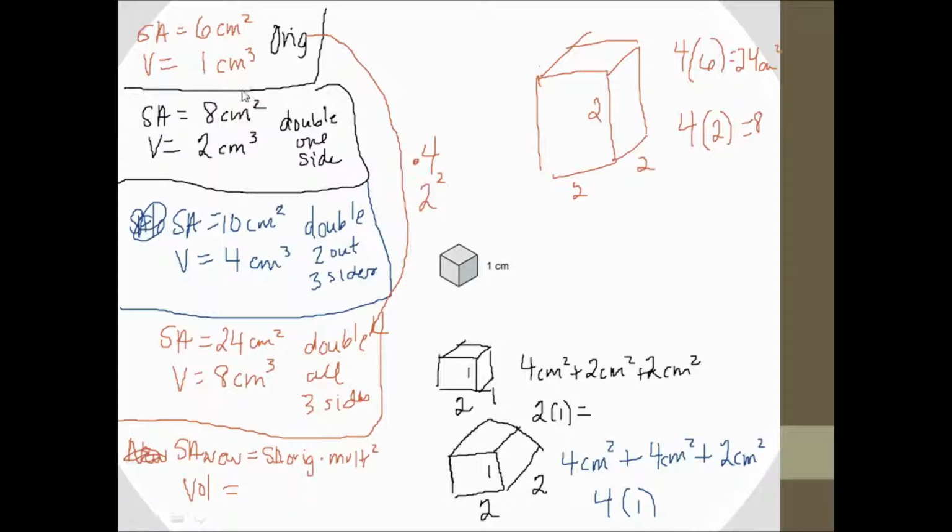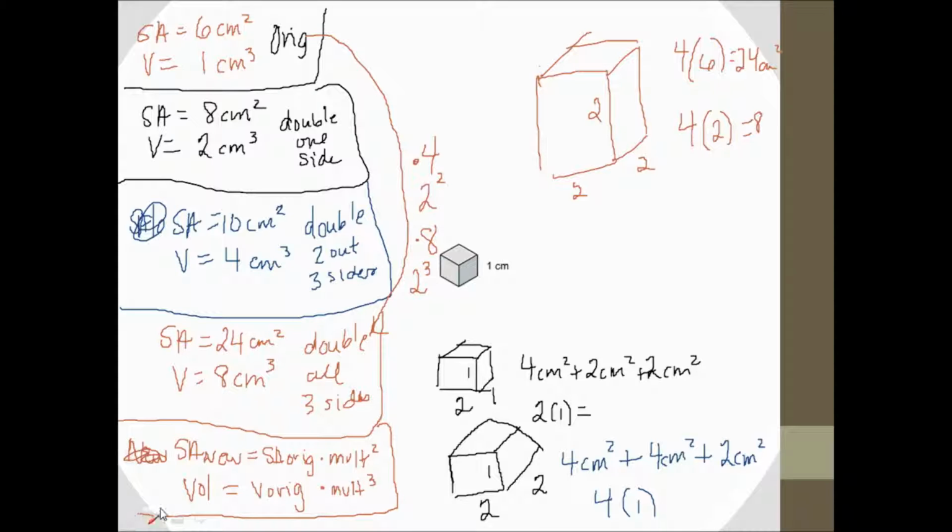Alright, let's take a look at our volume. The volume went from 1 to 8. So it's your original volume times 8, which is actually just 2 cubed. So it's your multiplier cubed.